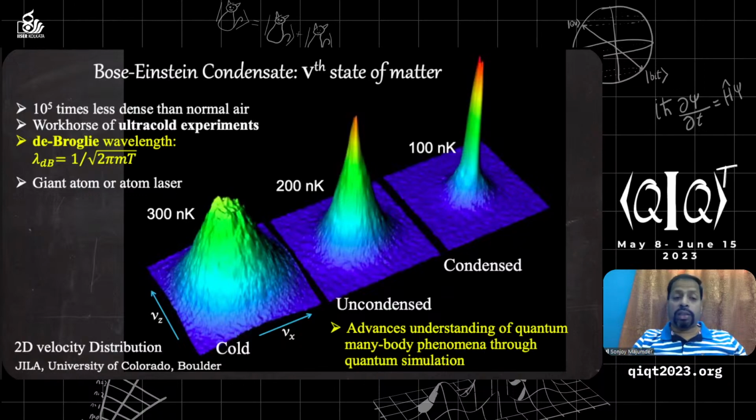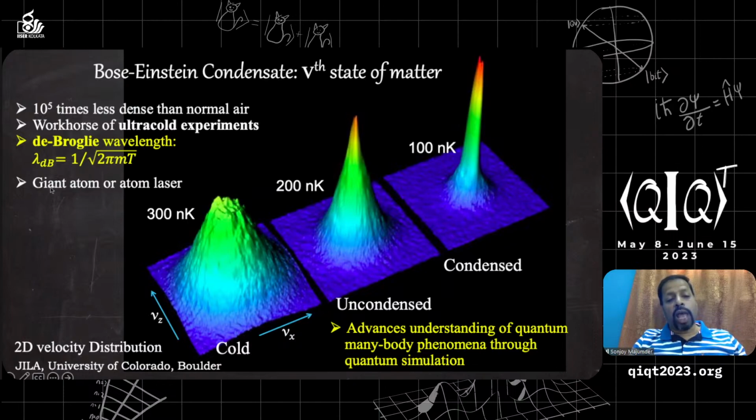And for this ultra cold experiment, this is the workhorse. The different experiments can lead to new technology in the modern era. If you look at the de Broglie wavelength, it goes as one over the square root of mT. So for a given mass of the atom, as you go to lower and lower temperature, the de Broglie wavelength becomes larger and larger, so you can get a large wavelength for the condensate.